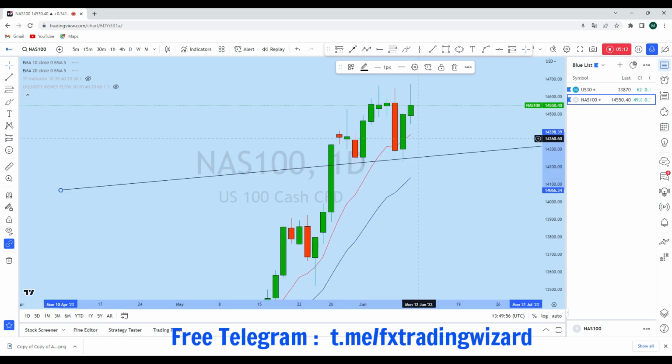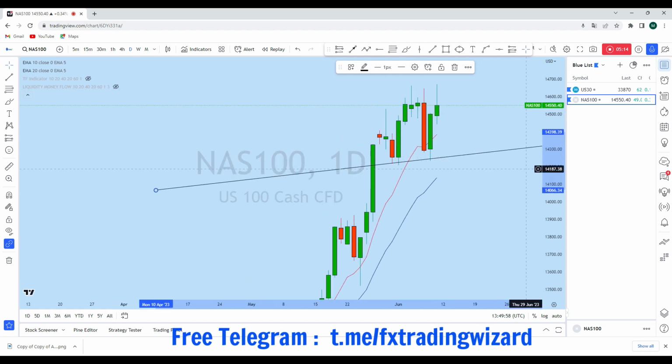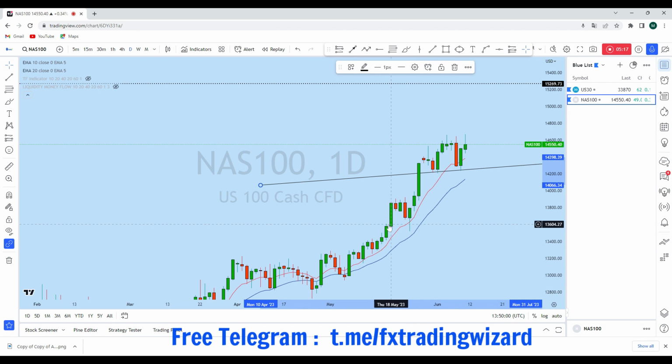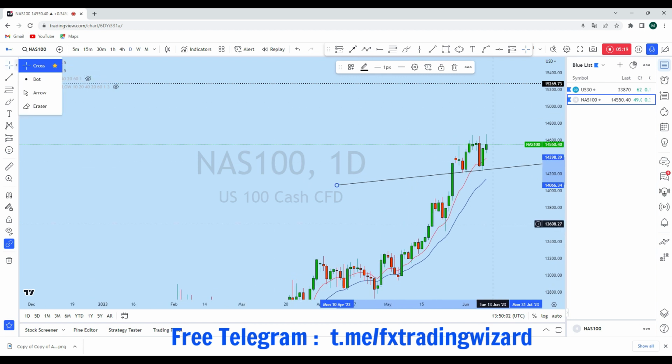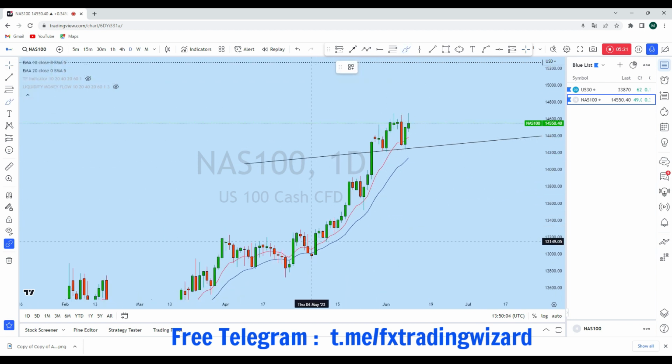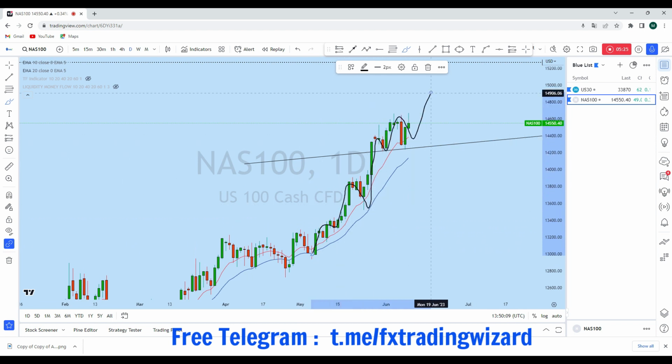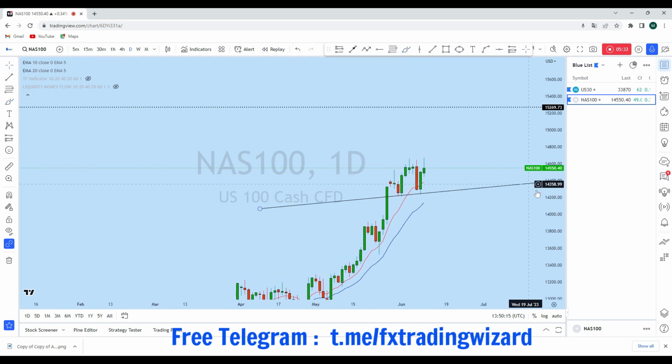What I think is that we might see the price test this weekly support, and then we can expect a bullish move. Now if we look at the daily, we can see that from the daily perspective the price action is still bullish, and we see the market structure is maintaining a series of higher highs and higher lows, which is a typical bullish market structure.